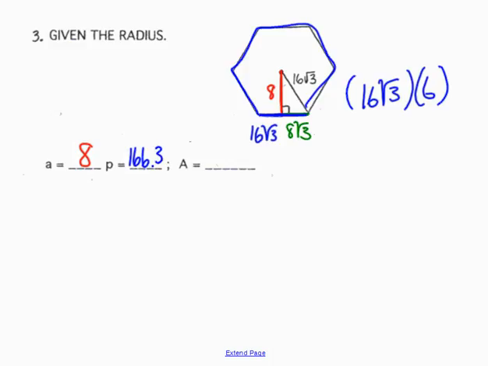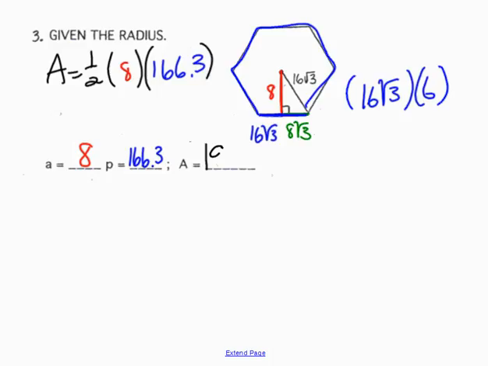And then we're going to plug in the area again, times 8 times 166.3. And your total is 1,995.3 units squared. Last one.